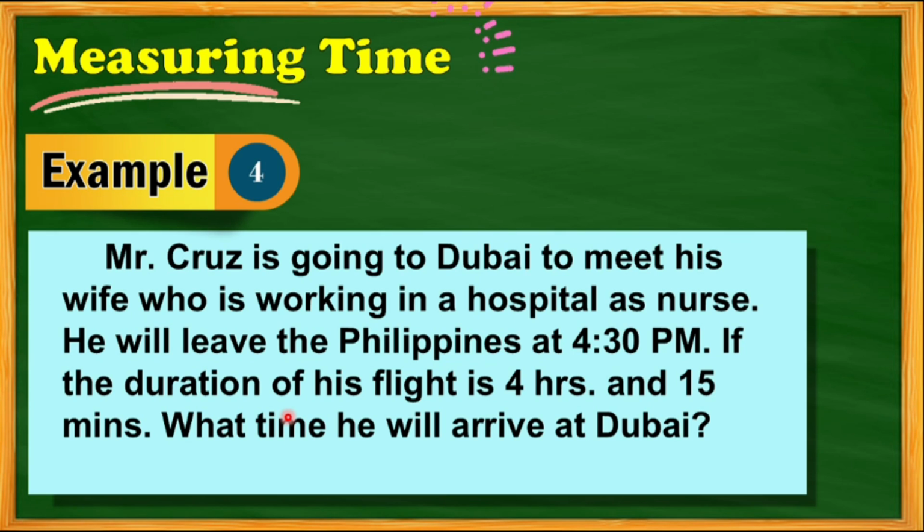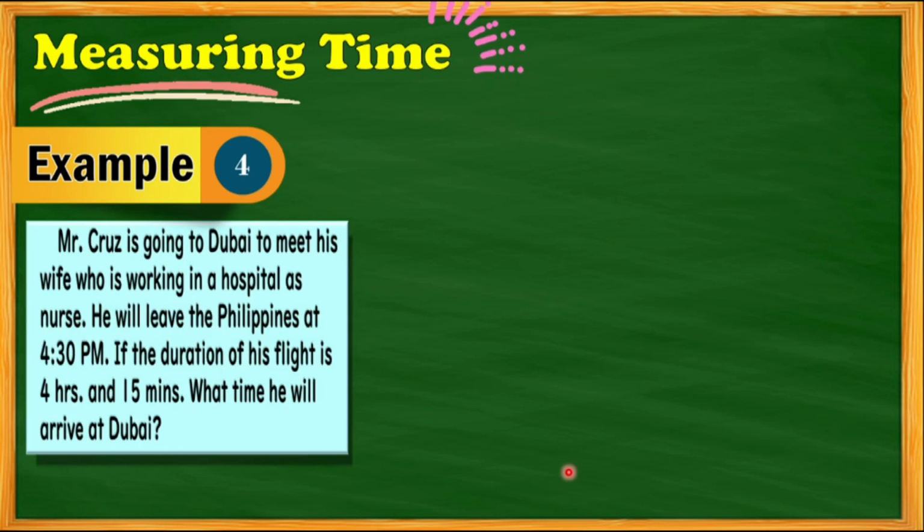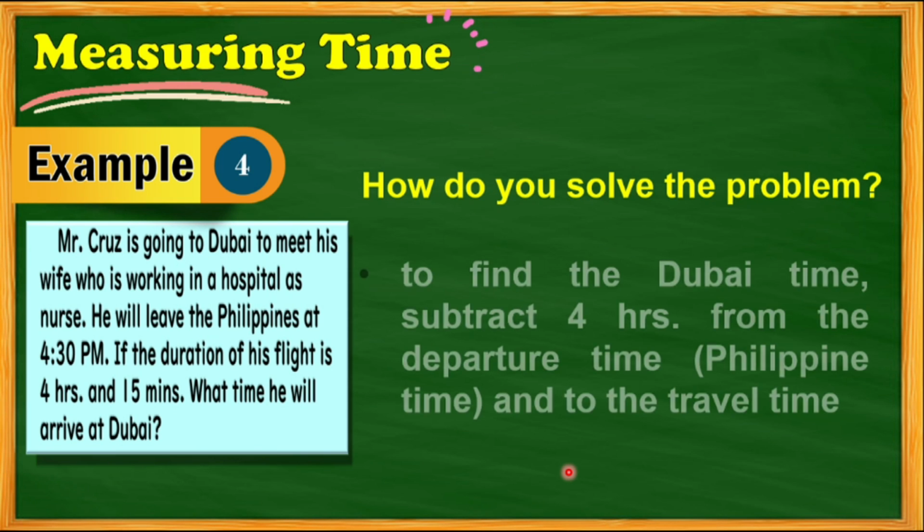For example, number 4. Mr. Cruz is going to Dubai to meet his wife who is working in a hospital as a nurse. He will leave the Philippines at 4:30 p.m. If the duration of his flight is 4 hours and 15 minutes, what time will he arrive in Dubai? So, how do you solve the problem?